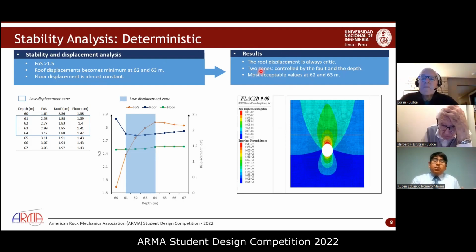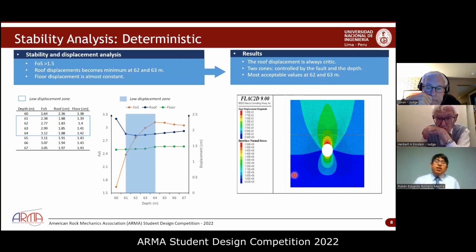And then we can recognize two zones. The zone before the factor of safety reaches its maximum value is controlled principally by the fault until this point. And after is controlled by the depth. So with this analysis, the most adequate depths are 62 and 63 meters. However, a probabilistic approach must be conducted to improve the credibility of the results.